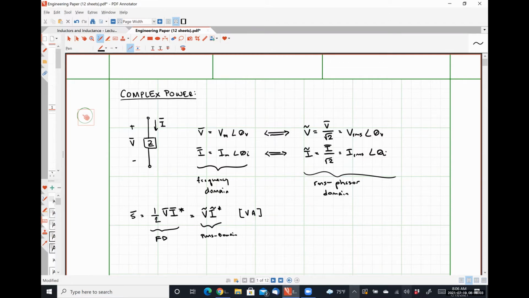So what is the imaginary part? Yeah, we'll be getting to that in a second. So we'll talk quite a bit about reactive power in a couple minutes.